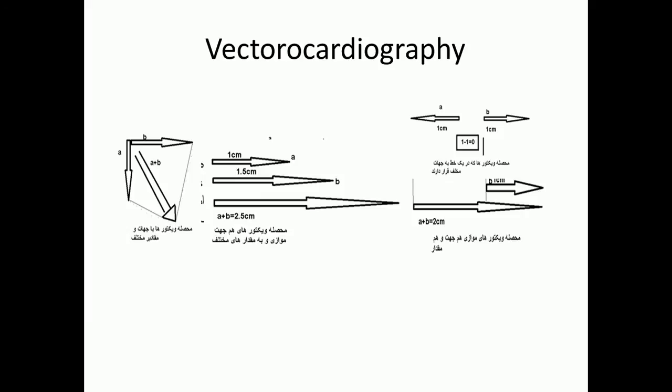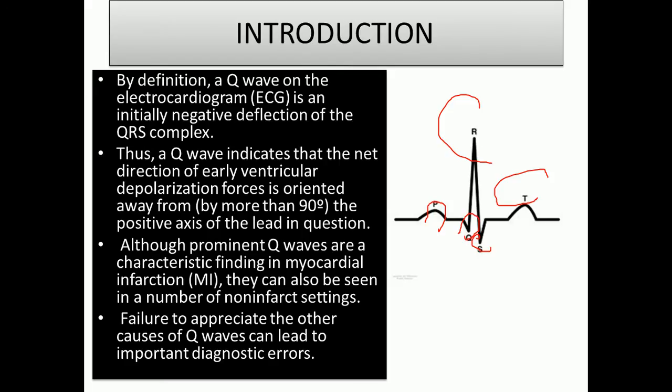During the action potential, thousands of vectors can be produced, but vectors in opposite directions will decrease their amplitudes and subtract from each other, and vectors in the same direction will augment the sum of each other. Vectors perpendicular to each other at 90 degrees will also augment the resultant vector. Due to this, the Q wave is the first negative deflection of the electrocardiogram, produced by the first septal vector going away from the lead in question. Thus, a Q wave indicates that the net direction of early ventricular depolarization force is oriented away from the positive axis of the lead in question by more than 90 degrees.